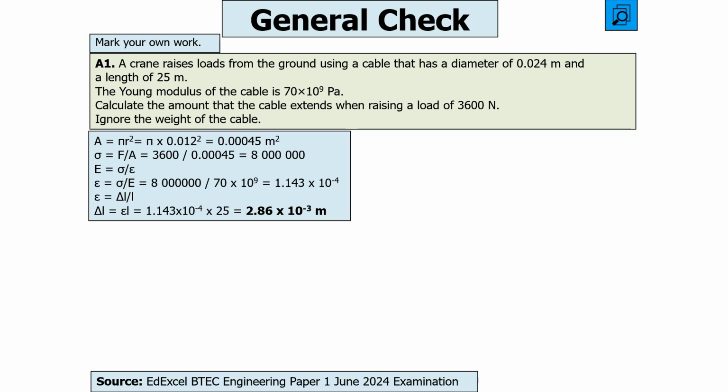So we can therefore say that strain is going to be stress over the Young modulus. We've got already our value for Young modulus in the question, so we can work through to be 1.143 times 10 to the minus 4. We therefore know strain is extension over length, so therefore extension is strain times length, so it's 1.143 times 10 to the minus 4 times by the length that started with, 25 meters, so our overall extension is 2.86 times 10 to the minus 3 meters.